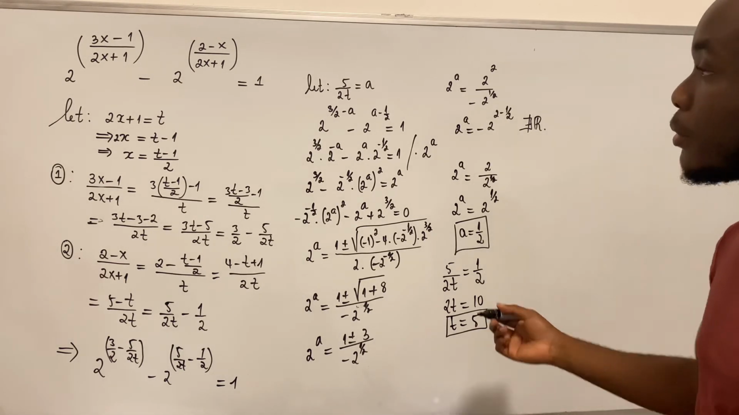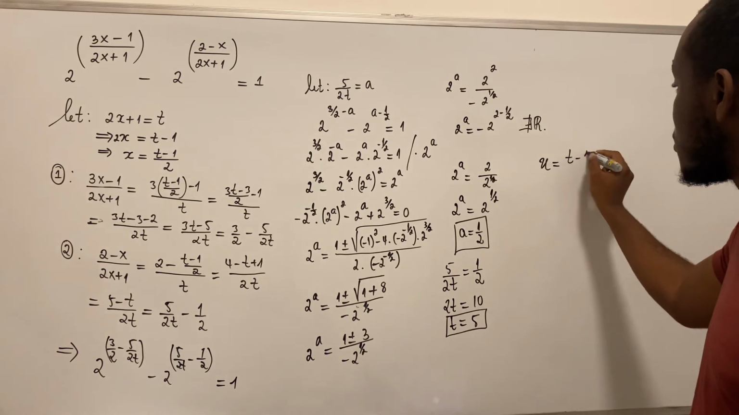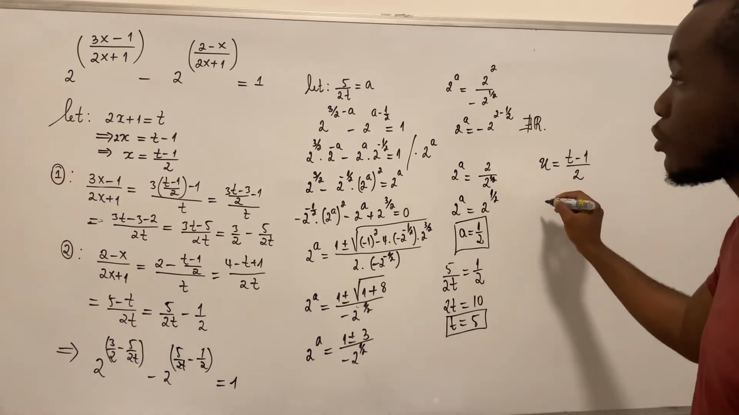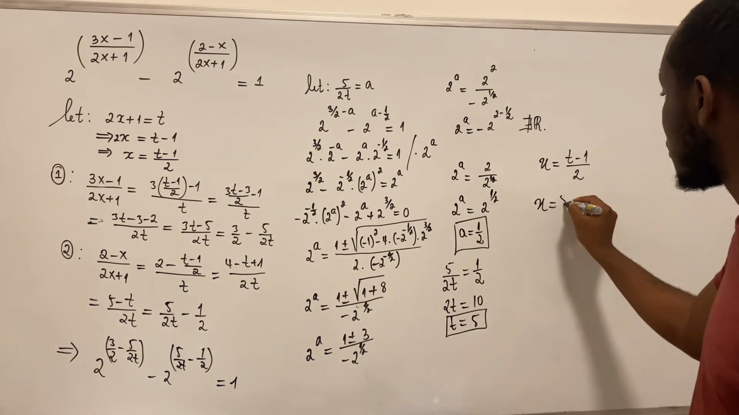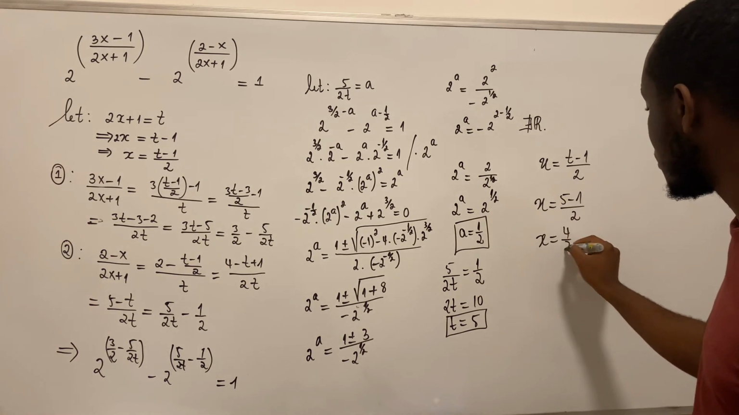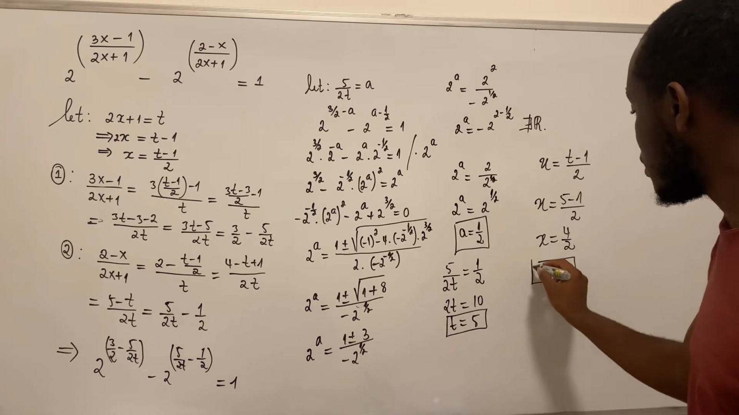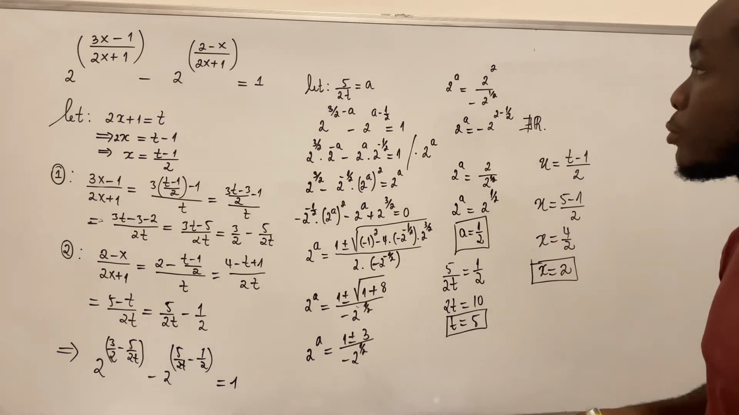If t is 5, then what's the value of x? We know that x is equal to t minus 1/2. So that means x will be equal to 5 minus 1/2. X will be 4 over 2, and x will be equal to 2. So that's the solution for this exponential equation.